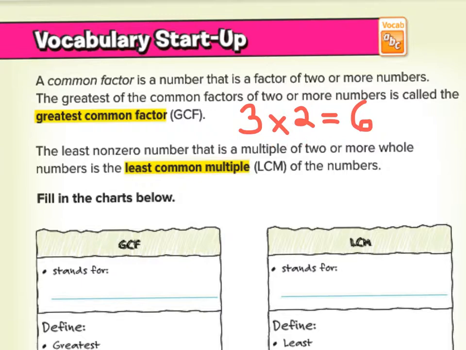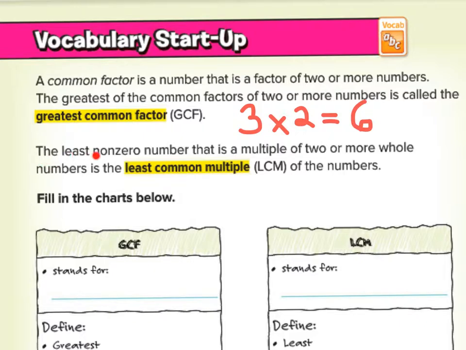The way I like to think of it is that factories make products, right? Any product that we need to buy, that we go to the store, to Walmart or anywhere, all those products are made in factories. And that helps me remember that factors create a product. So when we look for a greatest common factor, we're looking for these numbers that create the product.